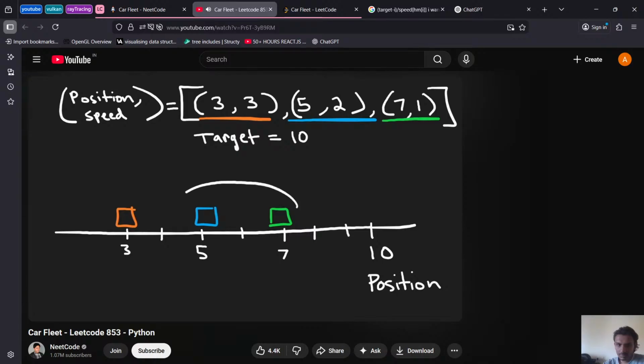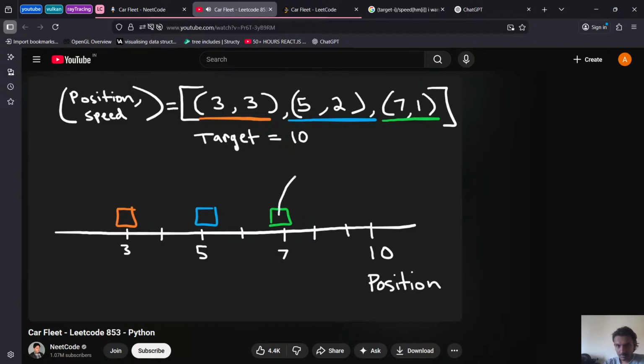Now, for any two given cars such as these two, how do we know if they're going to intersect or collide and become a single car fleet before they reach the destination position? Well, basically by the drawing I showed you earlier, if these two intersect each other, we could actually calculate the intersection point of these two if we really wanted to. But there's a slightly easier way.